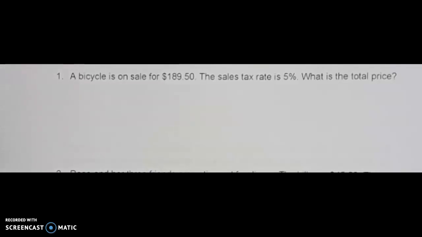Today we're going to practice working with some of the percent equations that we've been working on over the last few days that involve money. And in our first example, we're told that a bicycle is on sale for $189.50. The sales tax rate is 5%. They want to know what will be the total price.